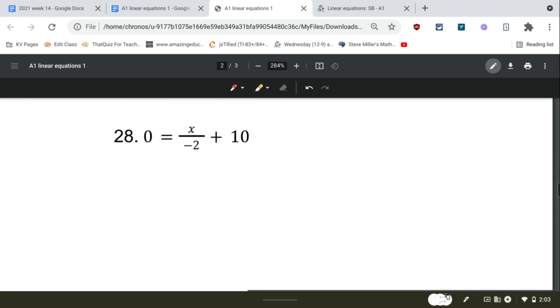All right, number 28. I think everything got switched over to the right-hand side, but that's okay. What I'm going to do here is move the 10 over. So I get negative 10 on the left, and that's equal to x divided by negative 2. These canceled. And then to cancel out the dividing by negative 2, I need to multiply by negative 2. So multiply both sides by negative 2. Those cancel. And I get x is equal to positive 20 because you had a negative 2 times a negative 10.